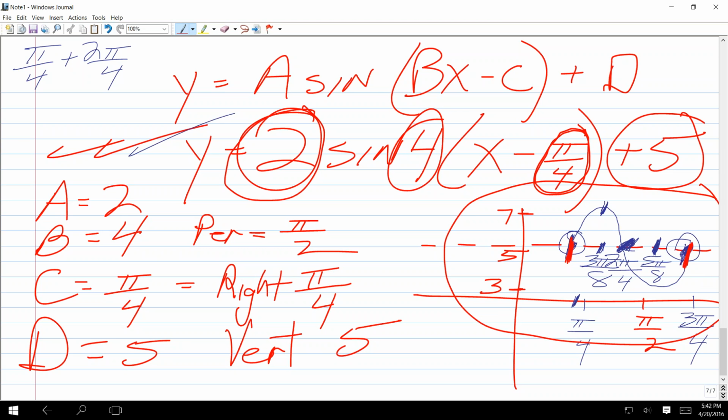Now, if it was a cosine curve phase shifted by pi over 4, well, just because this thing is called a sinusoid function doesn't mean you have to have sine here. You can just as easily use cosine. And the one that you use is the one that has the smallest phase shift.